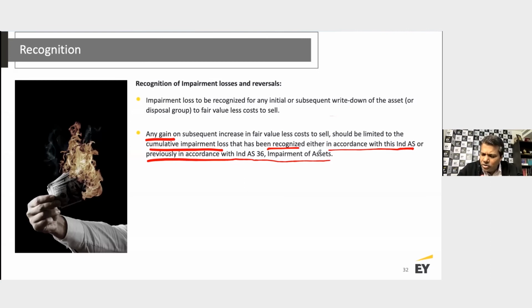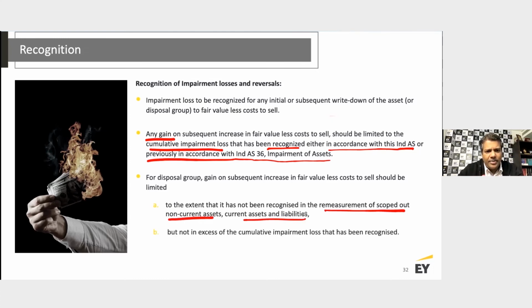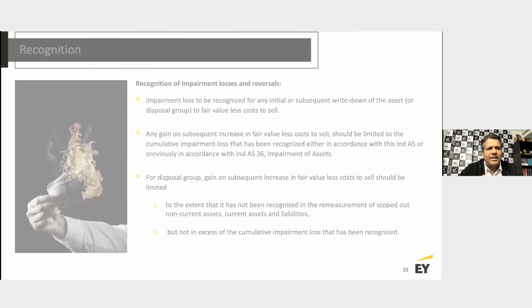And we should also remember in Ind AS 36, we picked up this concept that once goodwill has been impaired, you're not allowed to recover the value or rewrite the value of the goodwill, right? For a disposal group, the gain on a subsequent increase in fair value less cost to sell should be limited to the extent that it has not been recognized in the remeasurement of scoped-out non-current assets, current assets, and liabilities, okay? But not in excess of the cumulative impairment loss that has been recognized, okay? And we will try and understand some of this with the help of examples.